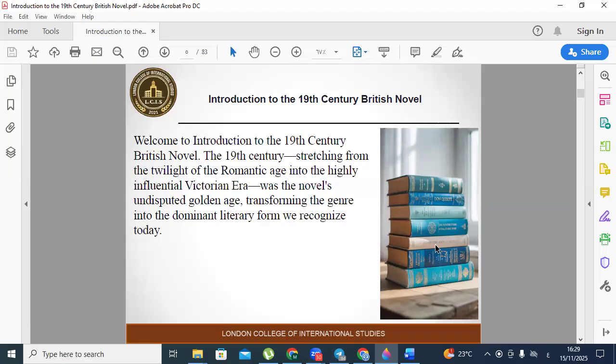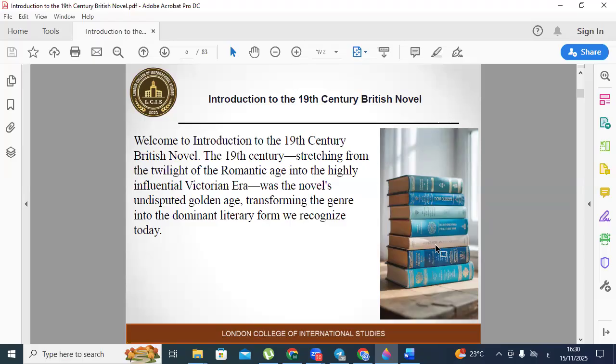We'll explore how writers like Jane Austen, Charles Dickens, George Eliot, and Thomas Hardy captured and critiqued an era defined by radical change. Britain was transforming from an agricultural society into an industrial powerhouse, from a rural nation into an urban one, from traditional hierarchies into more fluid social structures. The novel was perfectly suited to exploring these transformations.